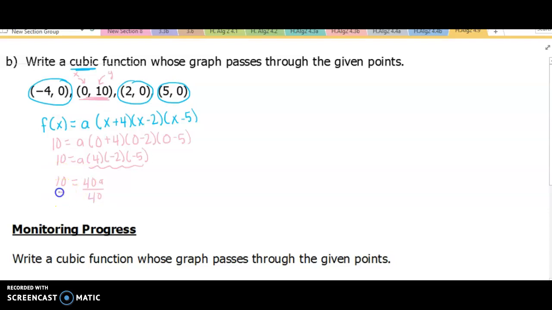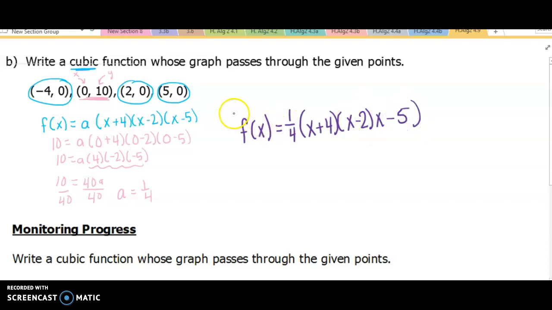To get a by itself, divide both sides by 40, and you get 1/4, so a is 1/4 or 0.25, whichever one you want to write. Okay, now that I have that, I can write my entire function. So f of x equals 1/4 times (x plus 4)(x minus 2)(x minus 5).